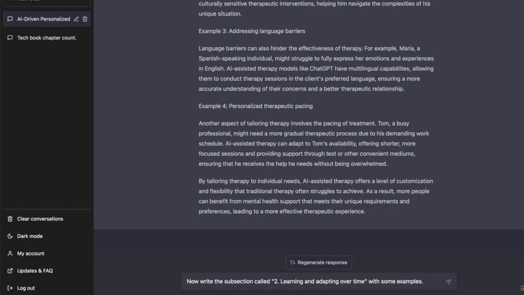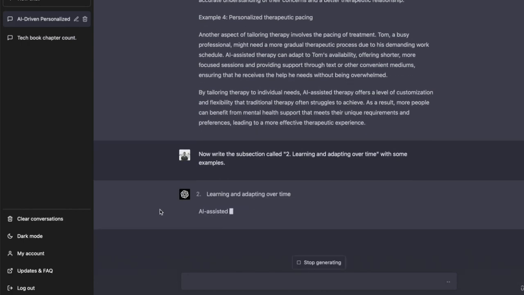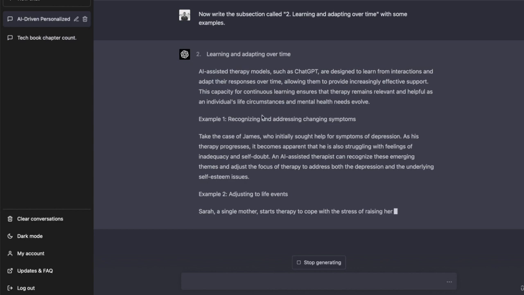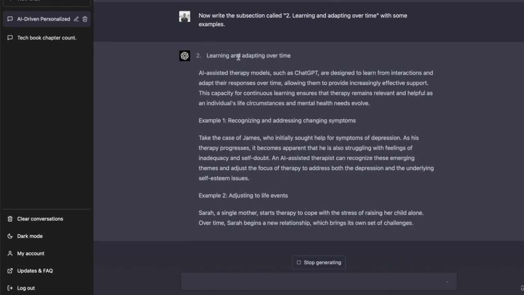I'm not going to tell it to write the 5 paragraphs. I'll just ask for examples. Let's see what it's going to come up with. You can see it's automatically including the examples already. So it's basing the entire chapter on the examples I asked for.